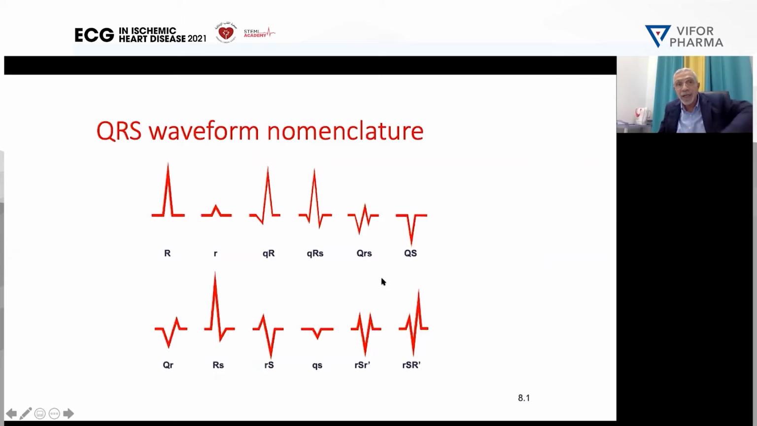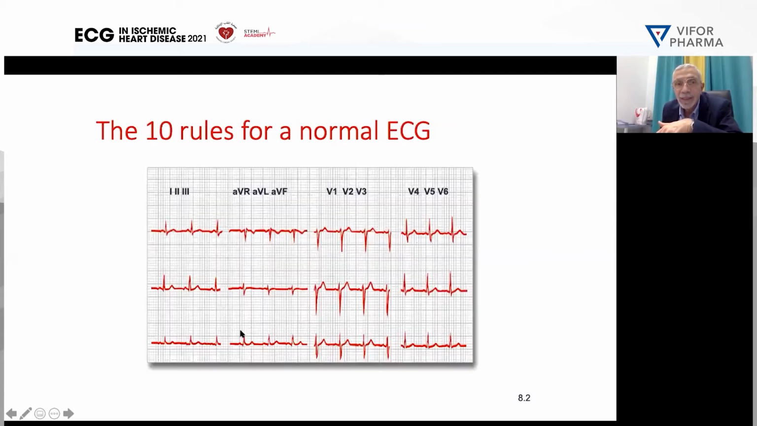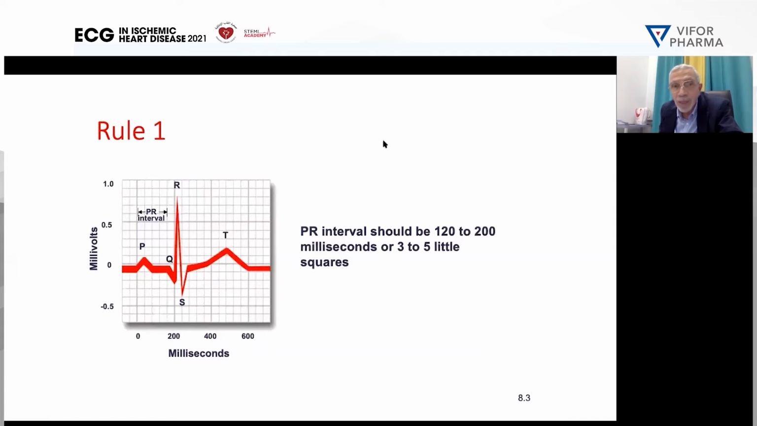So very quickly, we have to know this is the nomenclature when you are seeing the R wave small or QRS or QS pattern. This is important. There are very important 10 rules. I will go very quickly on these 10 rules for the normal ECG. Rule number 1, PR interval should be 120 to 200 milliseconds, or from 3 to 5 small squares. This is very important to say if there is short or prolonged PR.